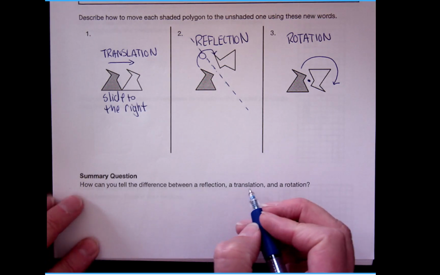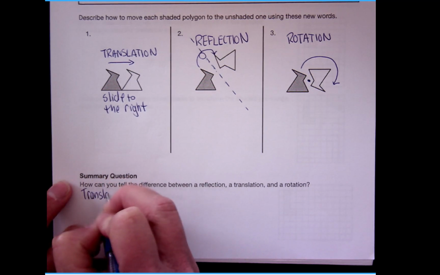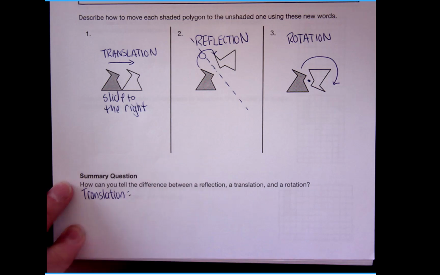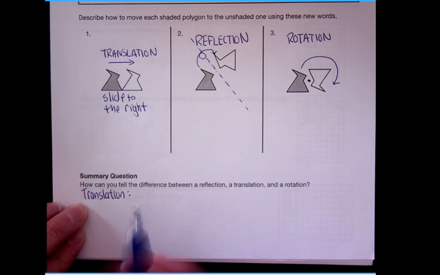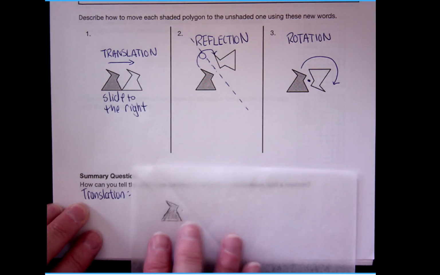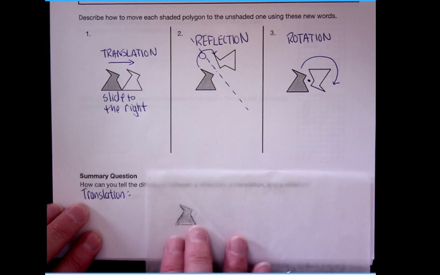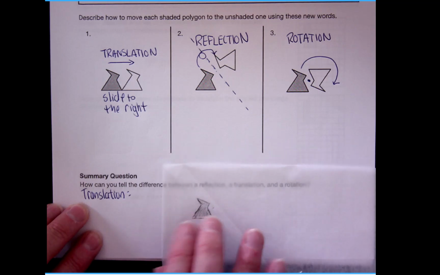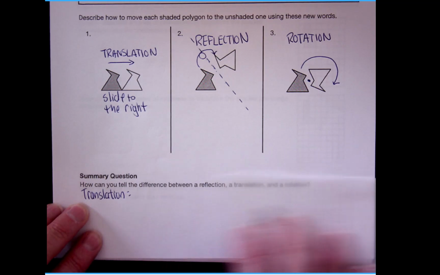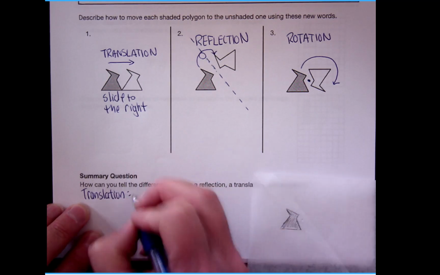Well, translations aren't too bad. Let me start with that. When you translate something and you think about this patty paper, or this transparent paper, you don't change the way the shape is facing. You can make it go up, down, left, or right, but you always have your figure facing the same way. Translation doesn't change the direction that a shape is facing.